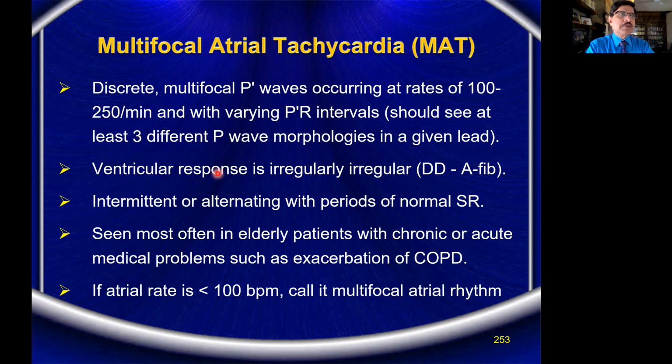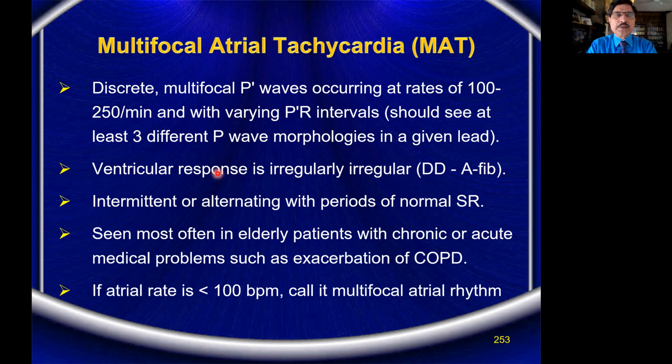What is the other condition which can produce an irregularly irregular ventricular response? Of course, atrial fibrillation. We know that this is nothing but a shorter version of atrial fibrillation, isn't it? But the difference between that and this is that in atrial fibrillation there are no P waves, only F waves. Here P waves are seen, polymorphic or multimorphic P waves instead of F waves. What is the other difference? This is irregularly irregular, and that is also irregularly irregular.